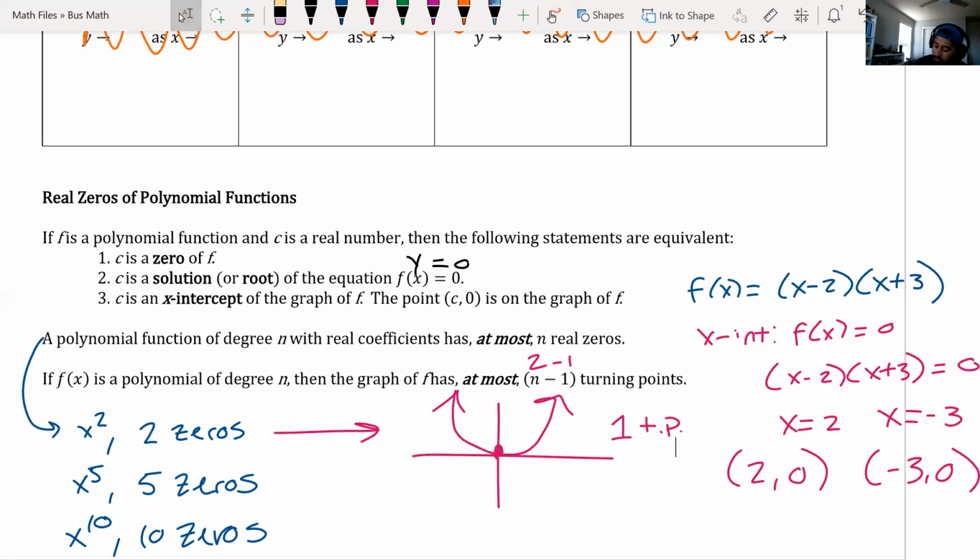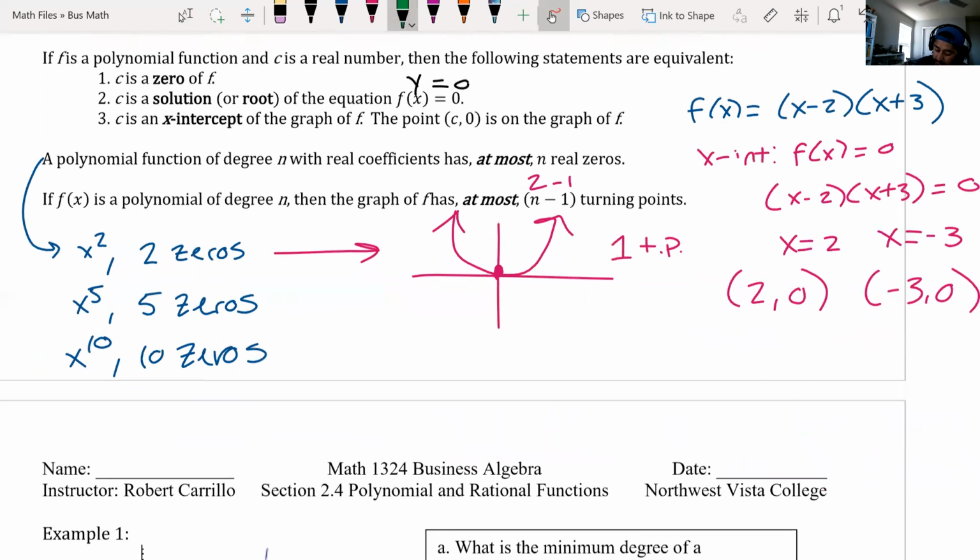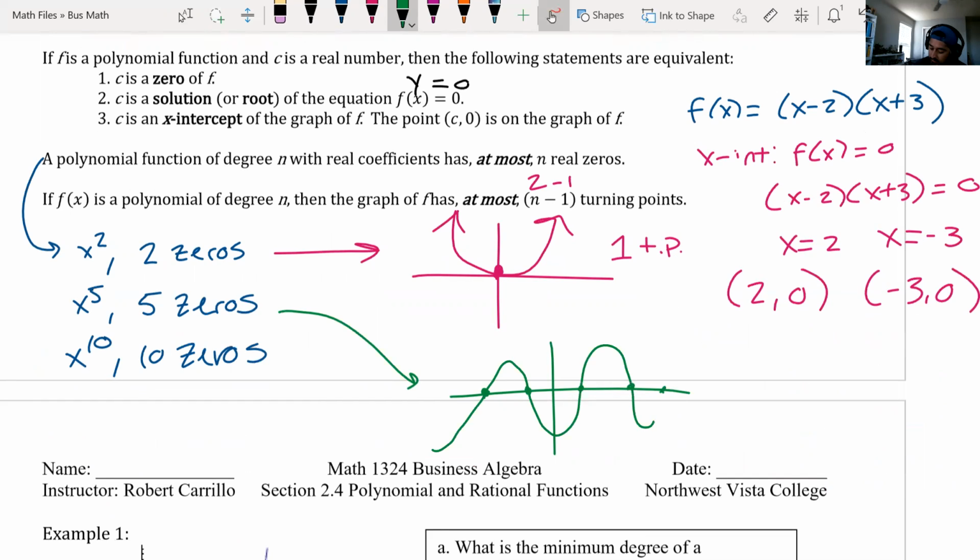Okay, well, let's look at another example. Let's say x to the 5th. If I were to draw x to the 5th, this means I would have 5 zeros or 5 x-intercepts. So I'm just going to plot a random 5 x-intercepts. 1, 2, 3, 4, 5. And my graph would look something like this.